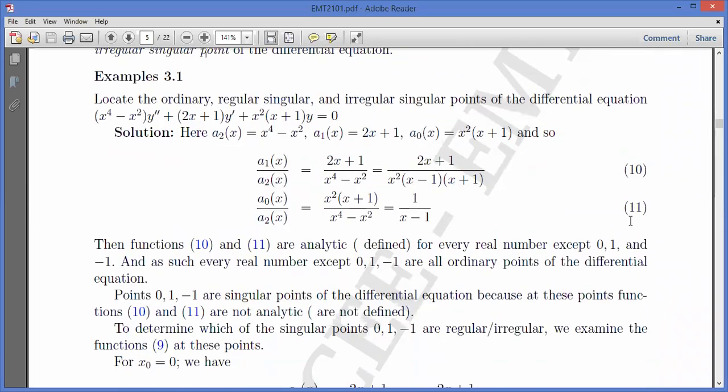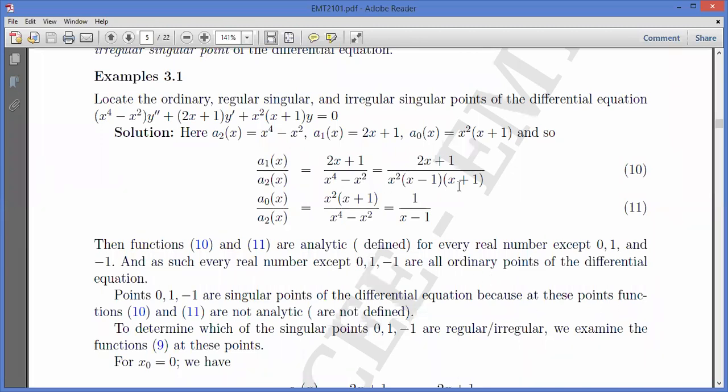So if we get this, that is 10 and 11. Now we want to check. We want to locate whether we can get these. Are they regular or irregular? So in attempting to do that, of course, we basically keep checking. One, are they analytic? Or they are non-analytic.